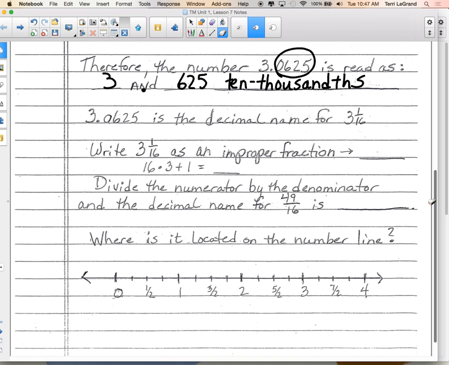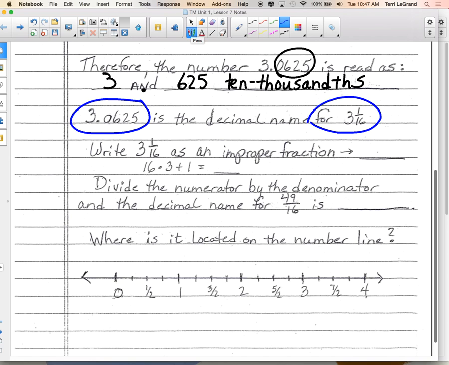Okay. 3 and 625 10,000ths is the decimal name for, so let's circle this. Oopsie, I need a pen. This 3 and 625 10,000ths is the decimal name for 3 and 1/16. Did you know that? You did not. Well, now you do. Look at that.